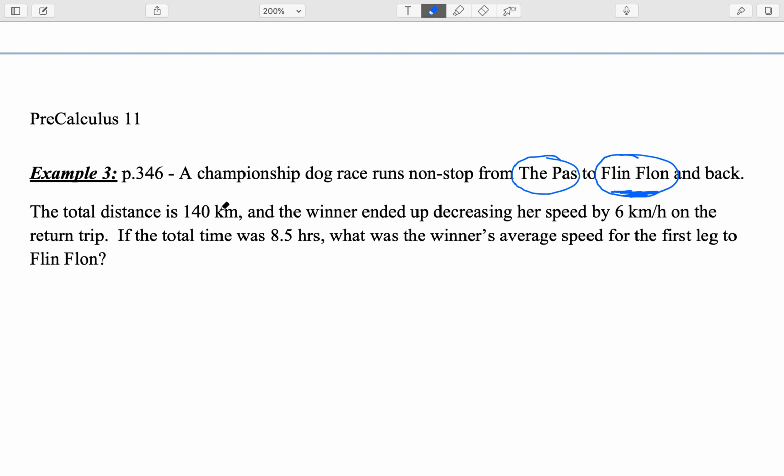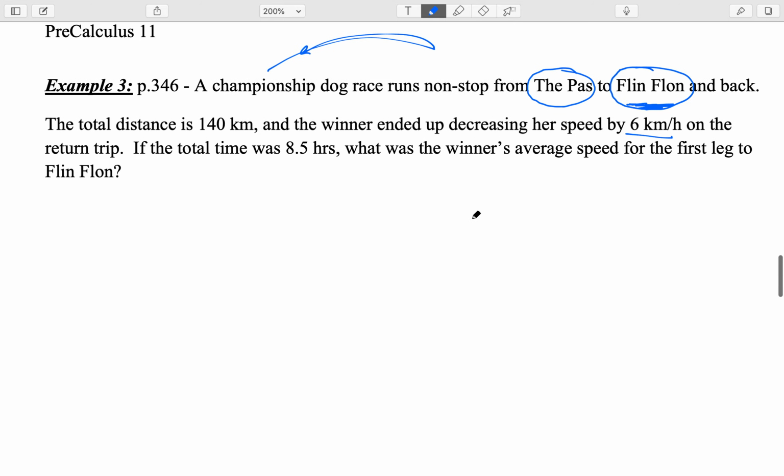Okay, so the total distance is 140 kilometers. That's there and back. Or no, hang on. Yeah, from the Paw to Flin Flon and back. So there and then back. The winner ended up decreasing her speed by 6 kilometers an hour on the return leg, so she's going slower on the way back, and the total time was 8.5 hours. That's pretty fast, right? Well, 4 hours to get there and 4 hours to get back approximately. What was the winner's average speed for the first leg?